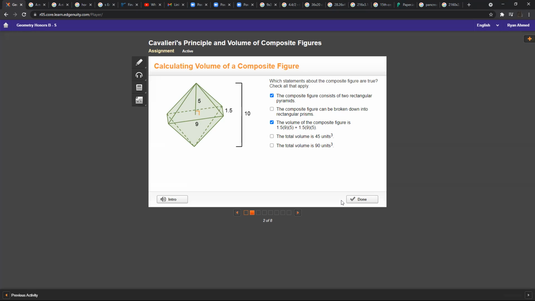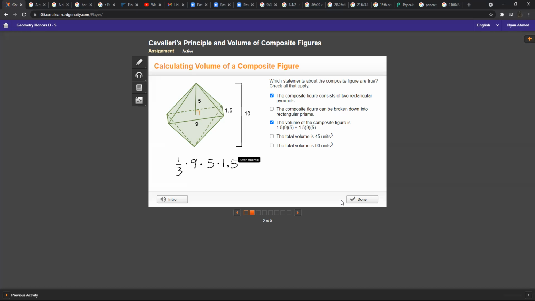So let's see what I get for the volume. I didn't actually try to find the volume myself yet. So volume is going to be 1/2. No, it's going to be 1/3, and then the product of the 3 dimensions. So it's going to be 1/3 times 9 times 5 times 1.5.